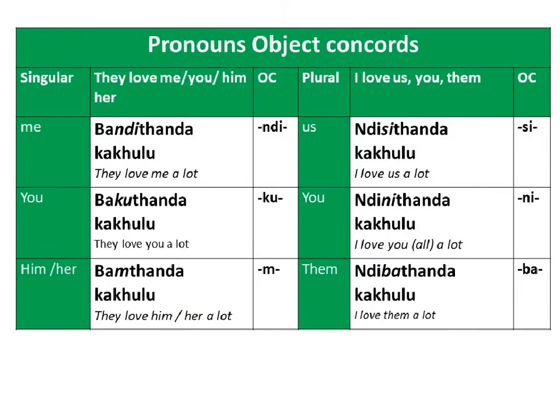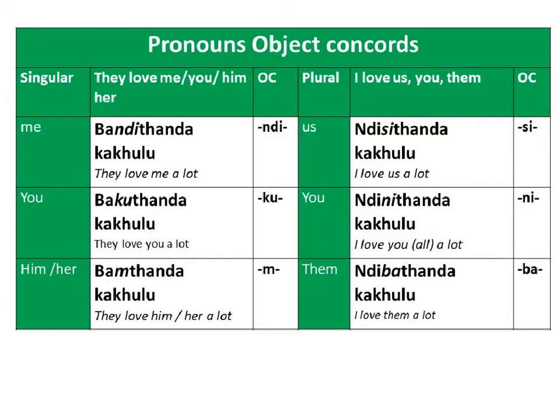Just like with the subject concords related to the pronouns, there will be 6 object concords related to the pronouns, 3 for the singular and 3 for the plural. And you'll notice that when we use the object concords, they are being used as an infix. So you will notice there is a little hyphen at the front and at the end. So in English we would say, they love me, for example, but in Xhosa you would say, they me love. And that object concord actually goes in the middle of the sentence.